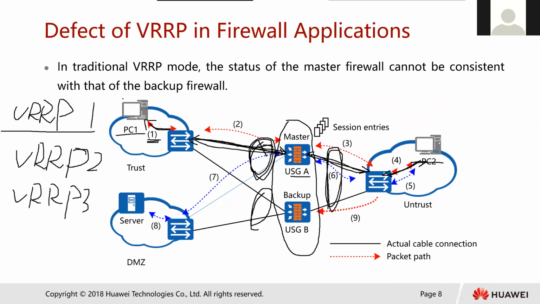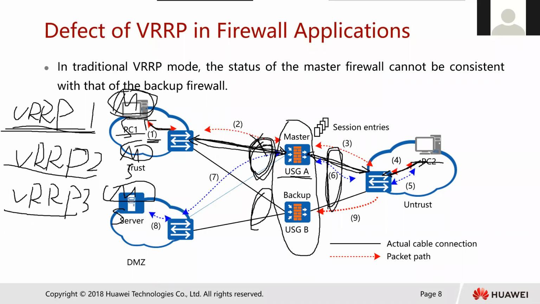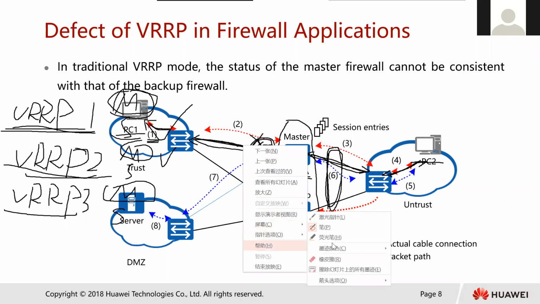Because in one VRP, we have the master and the standby. In this VRP, we also have master and standby. In the normal times, we choose USGA to be the master. That means VRP1 is the master, VRP2 also the master, VRP3 also the master. But if this link is down, that means VRP1 changes from master to standby, but VRP2 is also the master. So there comes a problem.